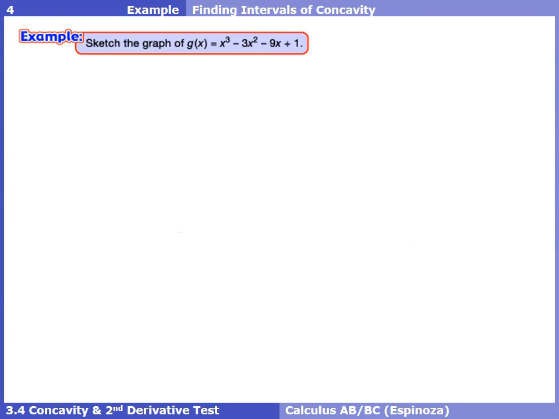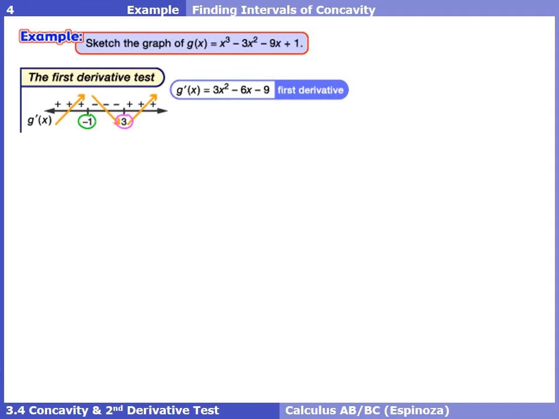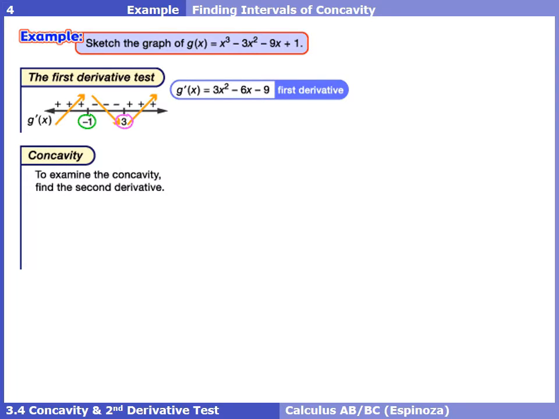Okay, moving on to another example we did in 3.3. As a reminder, this is what we found from our first derivative test back in 3.3. We have a relative max at -1 and a relative minimum at 3. So now we want to again examine this new idea of concavity, which means we need to take a second derivative. And in this case, our second derivative is 6x minus 6.